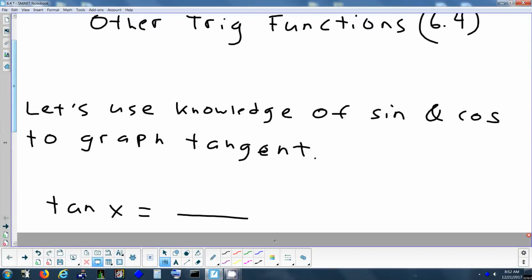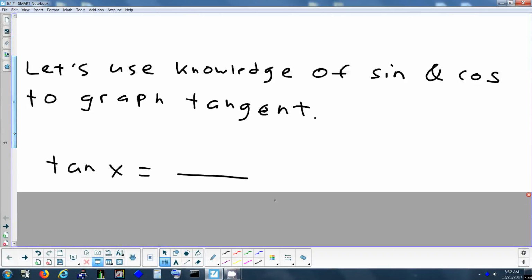So the way we're going to do it is we're going to rewrite tangent in terms of sine and cosine, and we just did this in the homework. Can someone remind me again how I can rewrite tangent as a fraction of two other trig functions? Yeah. Sine of x over cosine of x.